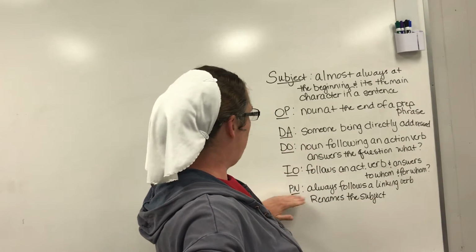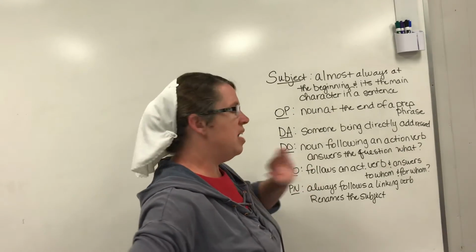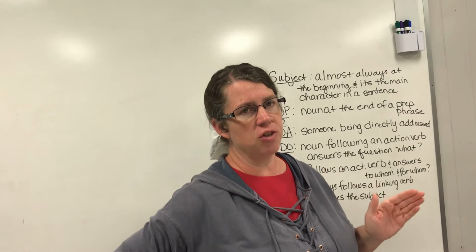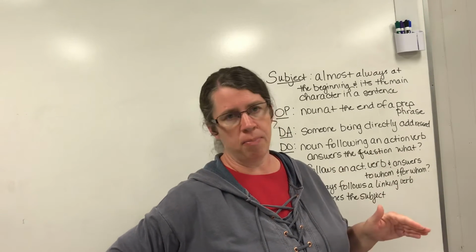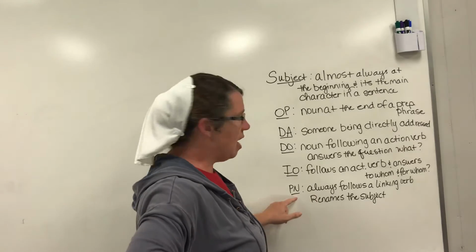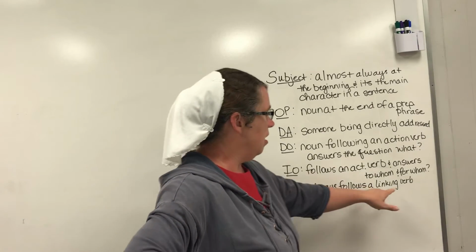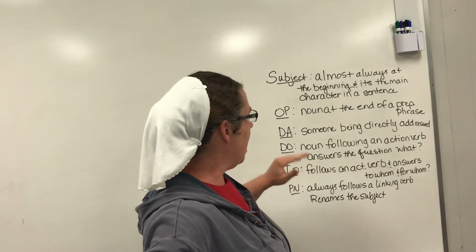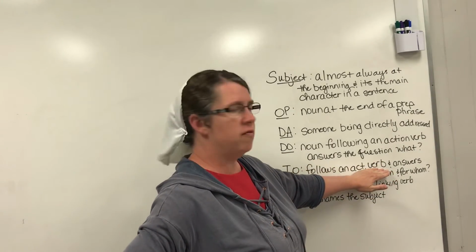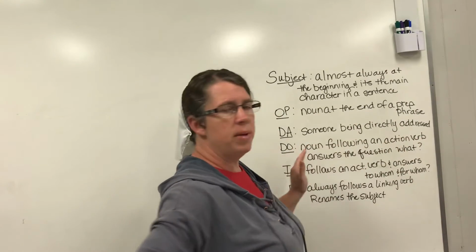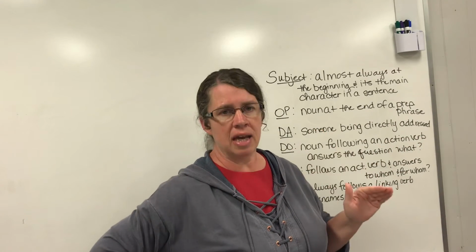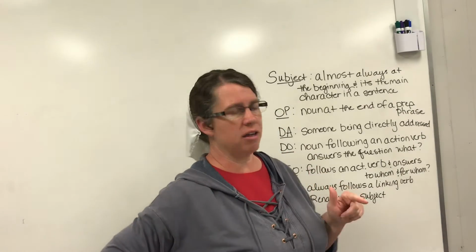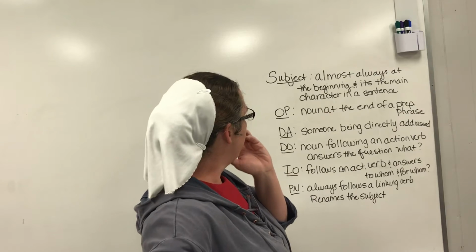Remember, a predicate nominative will never follow an action verb. If your sentence has an action verb, it will not be a predicate nominative. This guy has got to have a linking verb. This guy and this guy have to have action verbs. They will never be in a sentence with a linking verb. Never. Direct objects have to have an action verb.